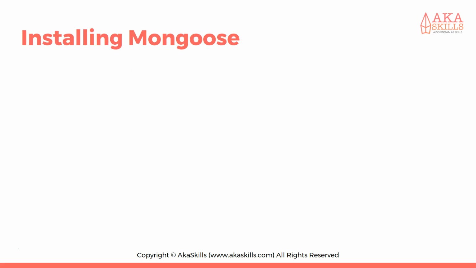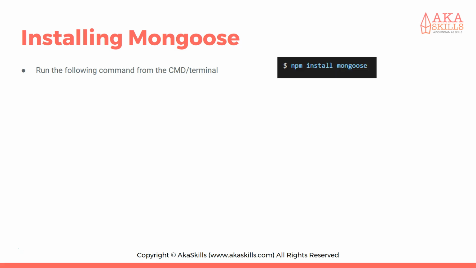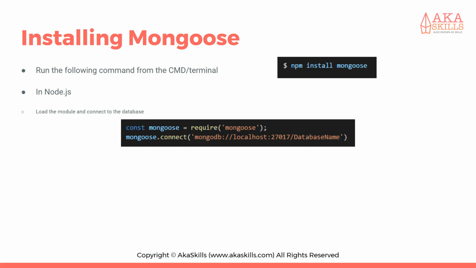How can we install Mongoose? Well, we need to run the following command from the cmd or terminal. We're saying npm install mongoose. After that, in Node.js, we have to load the module and connect to the database. So I'm saying const mongoose equals require mongoose, and then I'm saying mongoose.connect, and I provide the URL of my database.